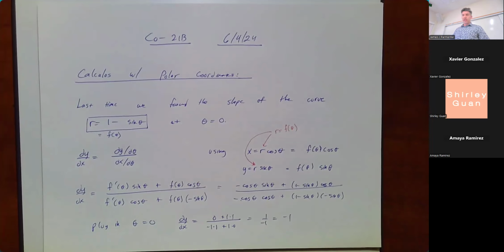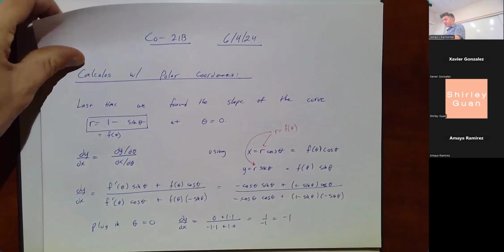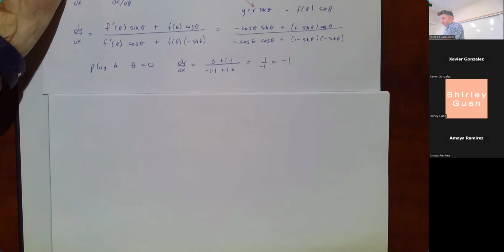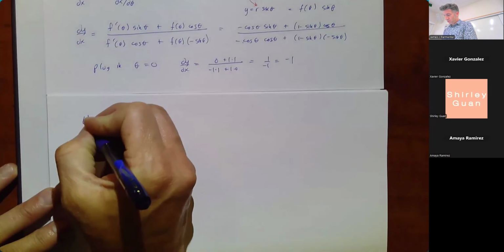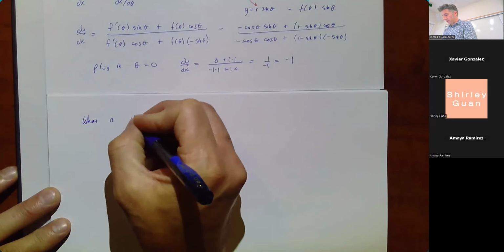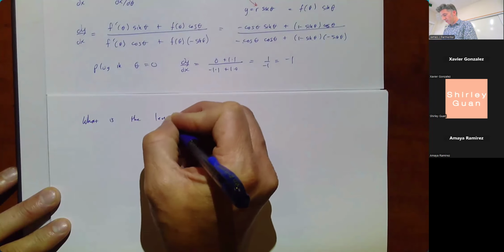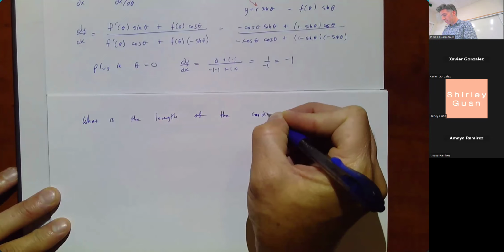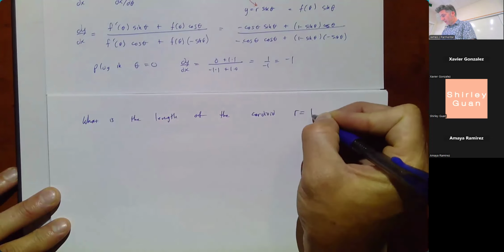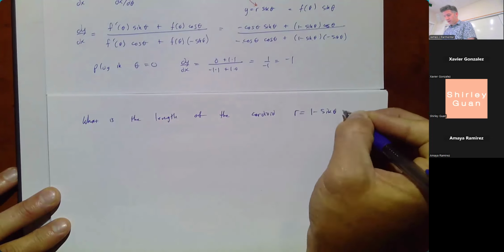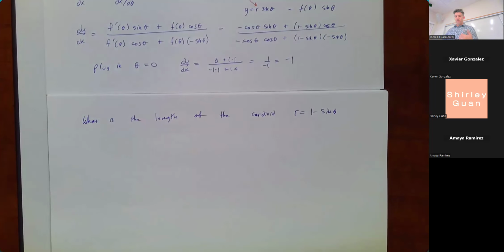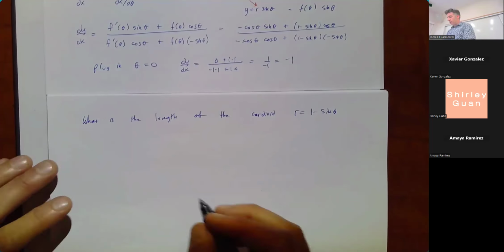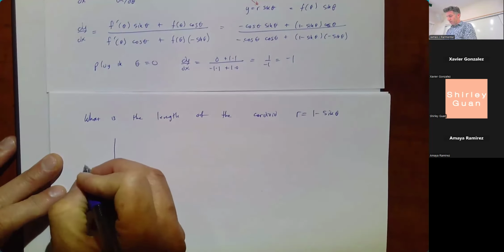And then we could ask something like, what is the length of this curve, the cardioid r equals 1 minus sine theta? When you ask for the length of a curve, it'd be nice if they just gave us the limits of integration. It's often either going to be 0 to pi or 0 to 2 pi.